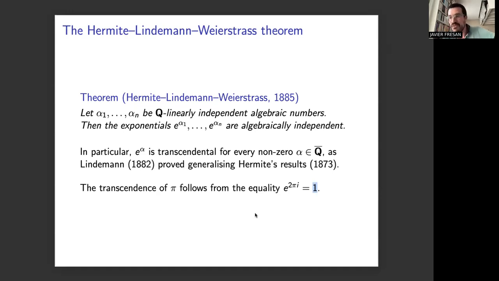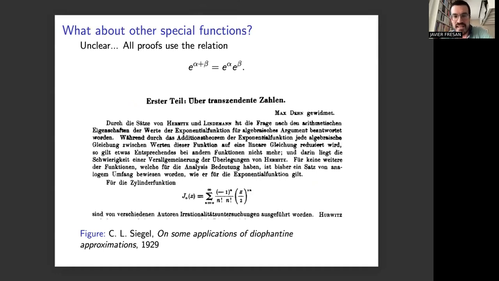Soon there was the question about how to generalize this theorem to other special functions. It's not at all clear, because the proof relies on the property of the exponential, that the exponential of alpha plus beta is exponential of alpha times exponential of beta. You can imagine that this is very useful, because the theorem is that there are no non-trivial algebraic relations. So using this property, you can reduce the question of studying algebraic relations to linear relations, and those are easier. In fact, you can rephrase the theorem as saying that if you have different algebraic numbers, then their exponentials are linearly independent, even over Q bar.